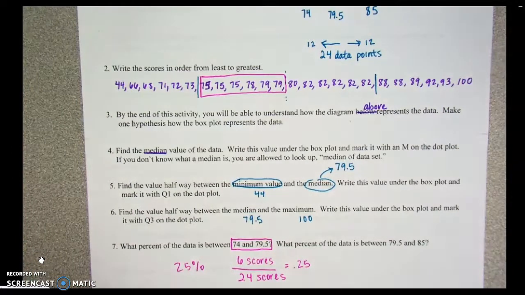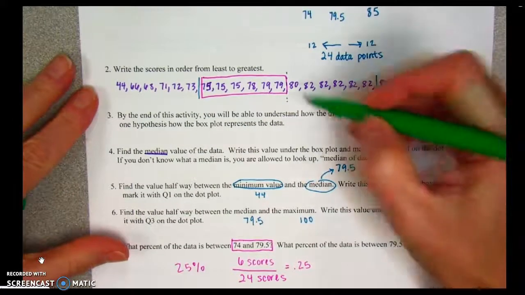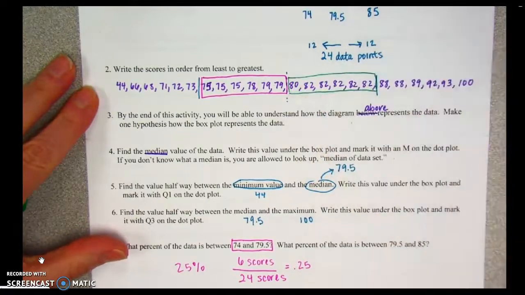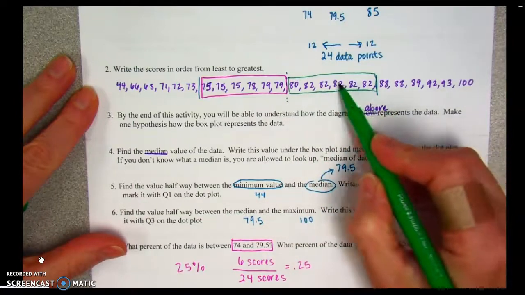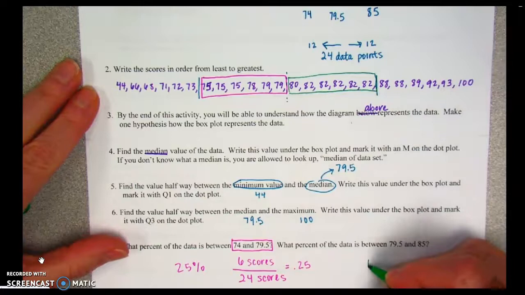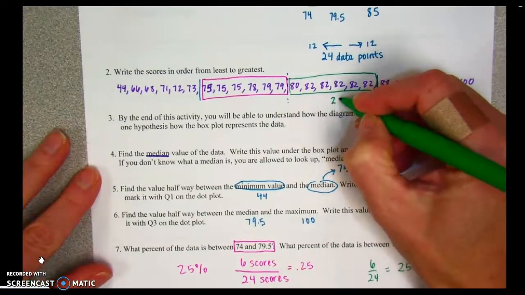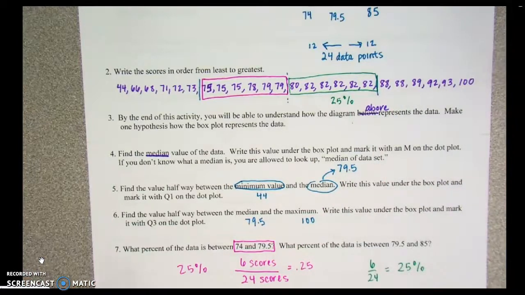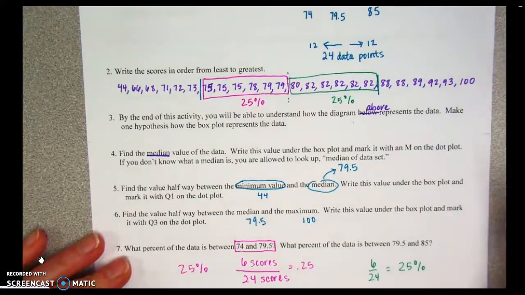And then it asks what percent of the data is between 79.5 and 85. Well, that's here. Between 79.5 and 85, 1, 2, 3, 4, 5, 6. Again, that's 6 out of 24 scores. That again is 25%. So we're saying that 25% of the data is within this interval.